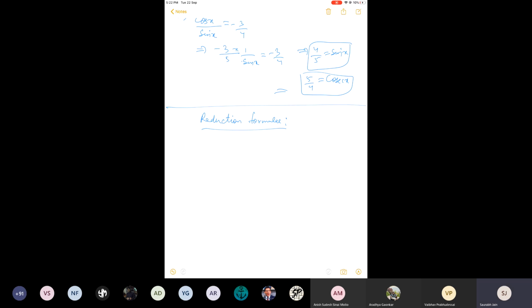So, the reduction formula. Wait, what happened? The ASTC rule is there in the notes. Everything is there in the notes. Each question, every concept is there in the notes. Do not worry about copying it or taking screenshots.